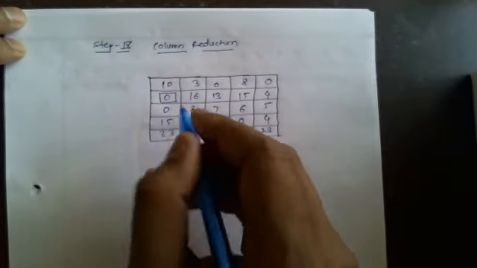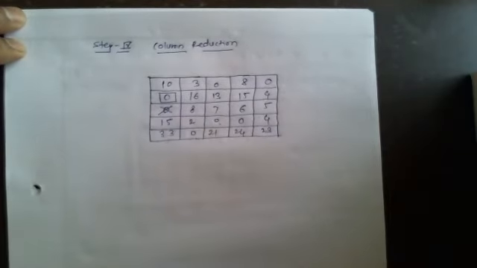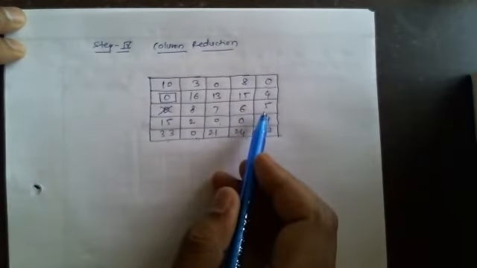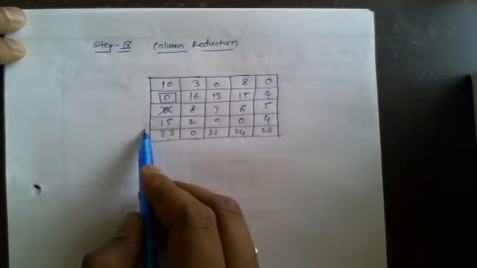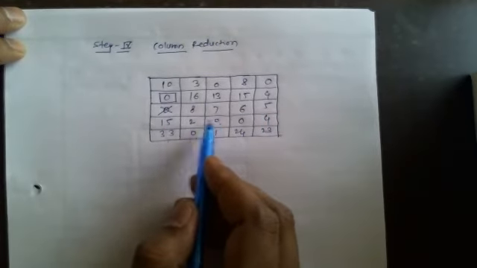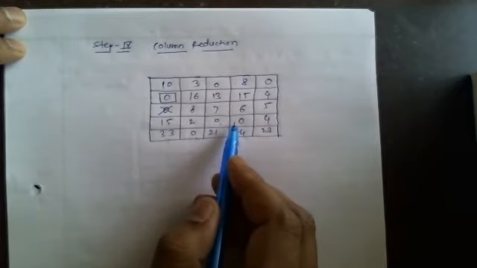Now here this 0 is present, so I will cross this 0. I will go to the third row. Here no 0 is present, then I will skip this step. Go for the fourth row. There are 2 zeros, okay, there are 2 zeros. Then again we have to skip.